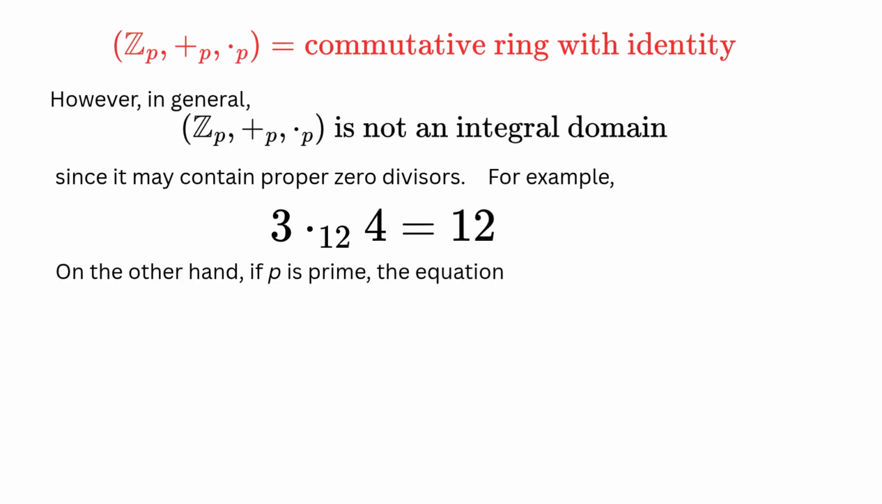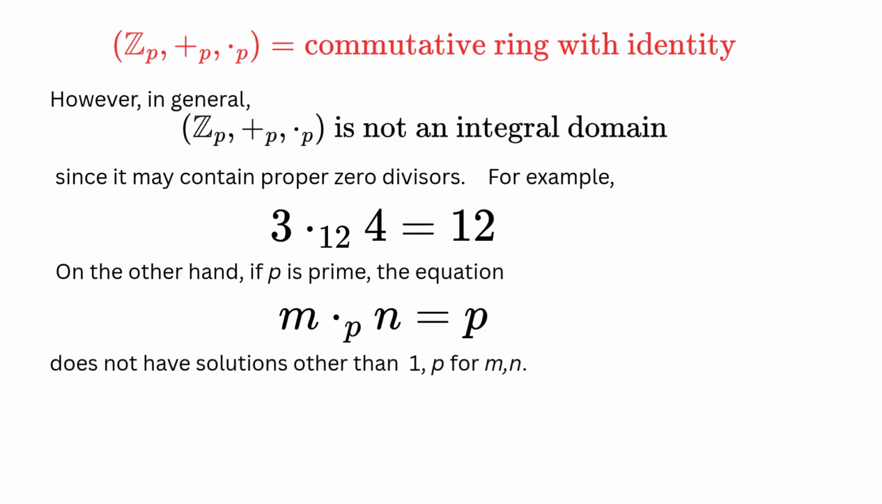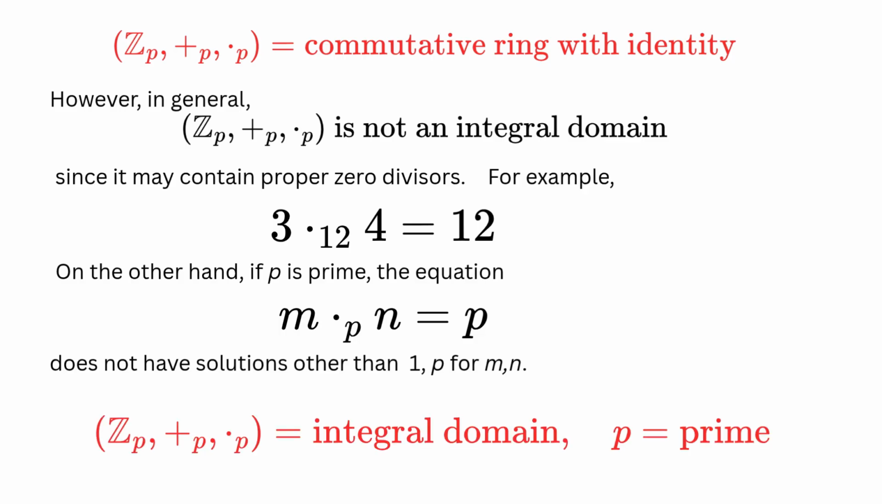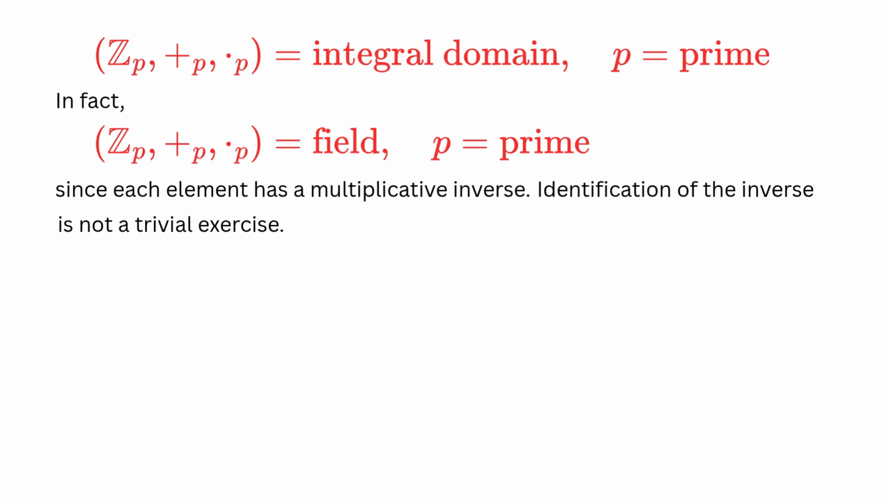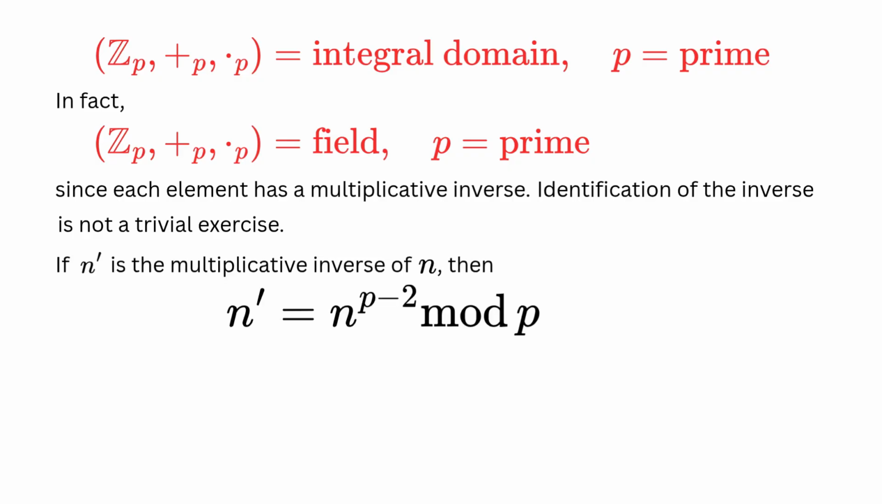On the other hand, if p is prime, the equation n dot p m equals p does not have solutions other than 1 and p for n and m. That is, when p is prime, we do have an integral domain. In fact, it is a field. Each element does have an inverse multiplicative element. Identification of the inverse element is not a trivial exercise. It needs some understanding of number theory, so I will omit it. In future videos, I will present modular arithmetic, and the result will emerge quite naturally. At the moment, I will only state the answer using the traditional notation, which is superior in this case.